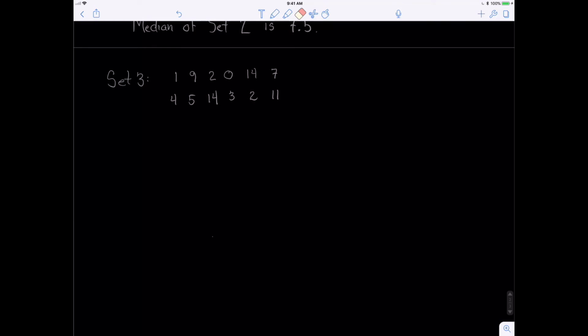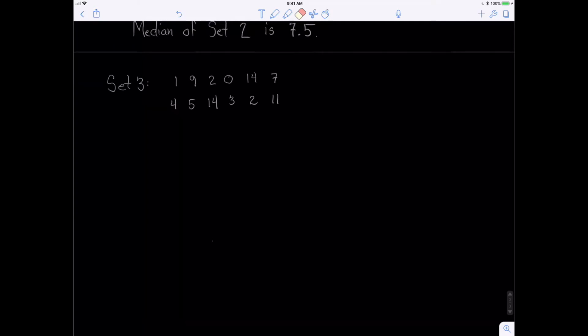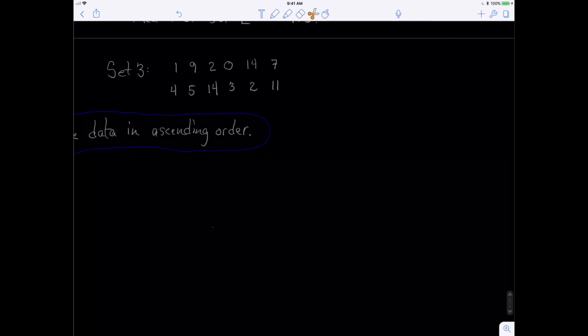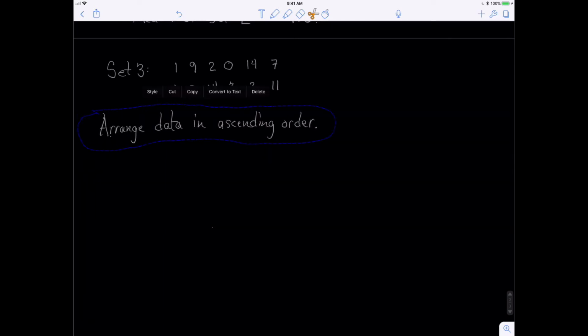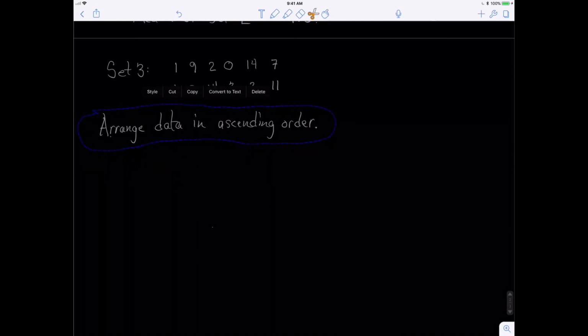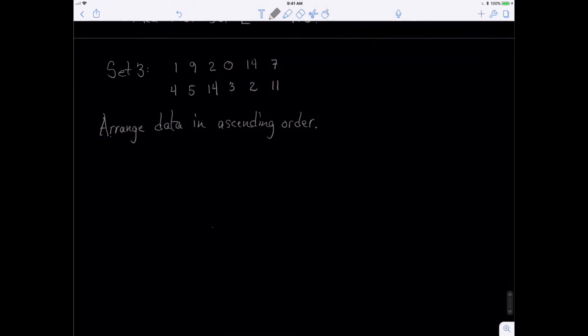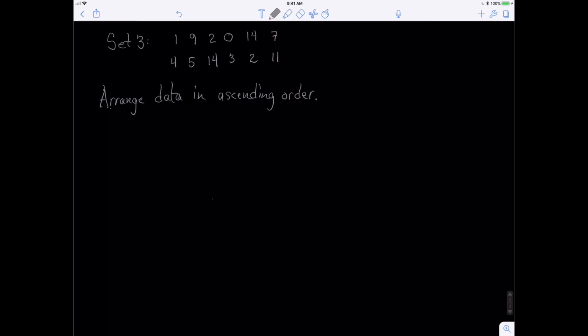Hi, in this video, this is part 2 of lesson 7, we're going to take the finding of the median one step further than we did in the previous video. And so what I want to do now is we're going to start the process exactly the same way as we did last time. And that is, before we can do anything to find the median of the data, we need to arrange it in ascending order. So let's do that here.